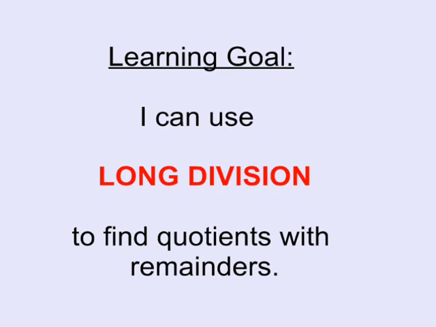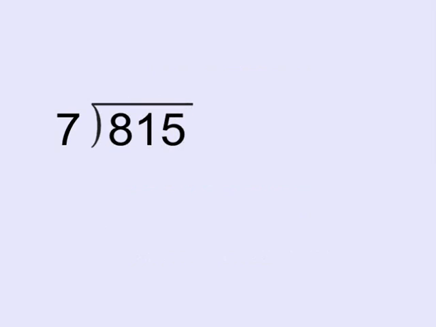Our learning goal for this lesson is I can use long division to find quotients with remainders. Please make sure to write down your learning goal on your note-taking page. Just like before, when we're dividing, we want to make sure we have our checklist. DMSCB, which is divide, multiply, subtract, check, and bring down.